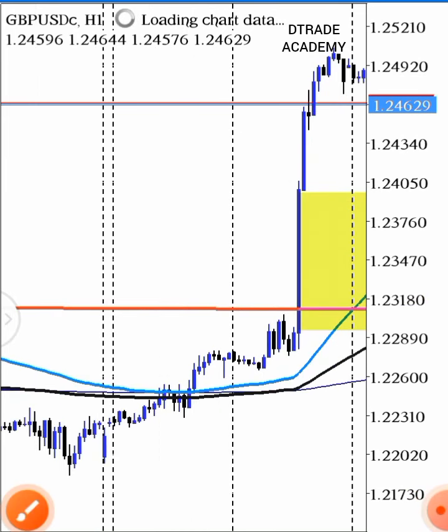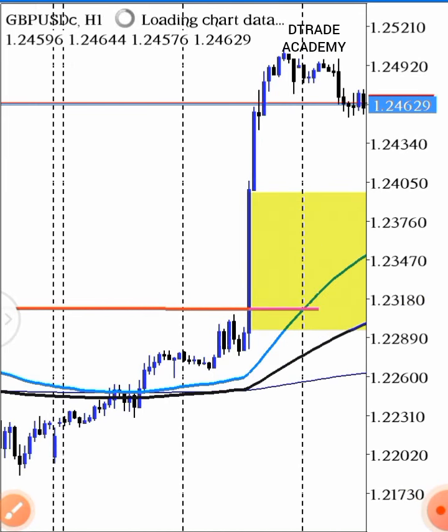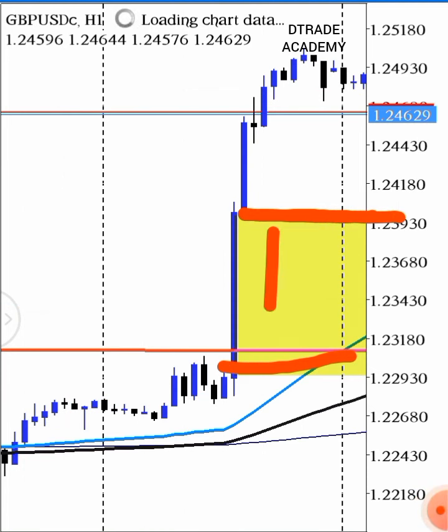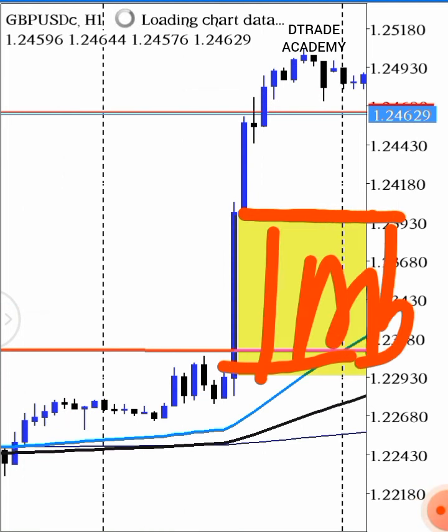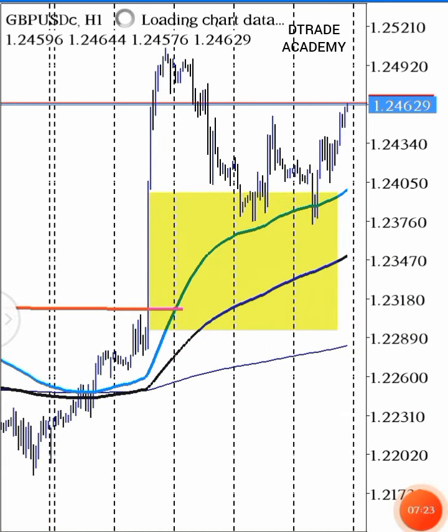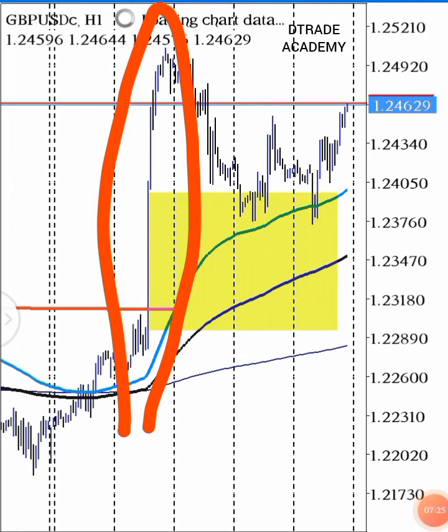Now look closely. If you mark this as the first candle, second candle, third candle, look at the wicks. The first candle has a wick and the third one doesn't even have a wick. Just from there, look at the imbalance, the space left. So when price comes back after we have a vector candle, sellers push the price down to fill up the imbalance.